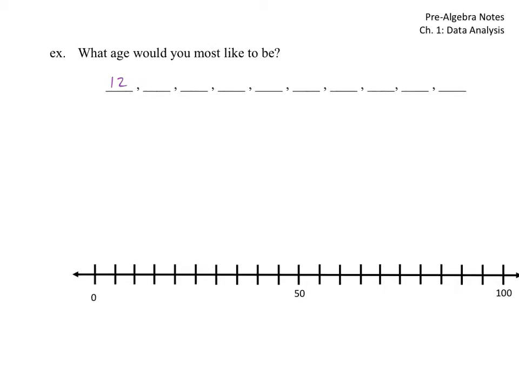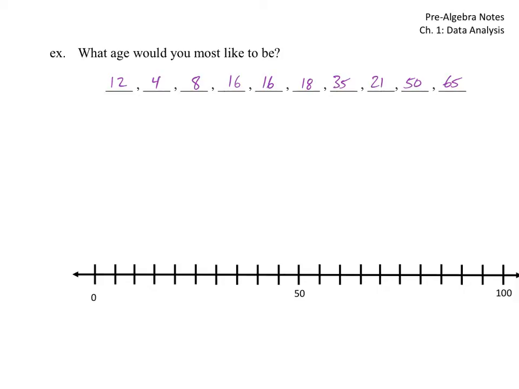Maybe we have a couple people who want to go back to their childhood, so we'll put a 4 and an 8. A couple people want to be able to drive, so we'll throw in a couple of 16s and 18. Maybe people want to be out of college, so 35, maybe, I don't know, 21, 50, and a 65. Well, 50 and 65 typically aren't student answers.